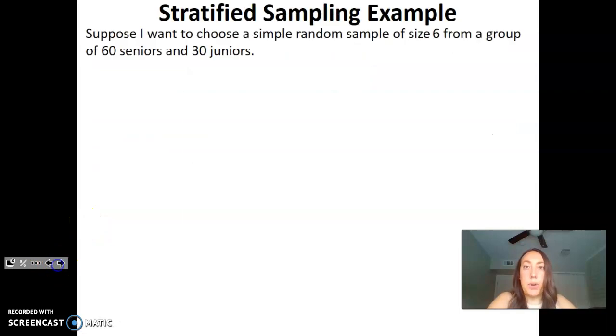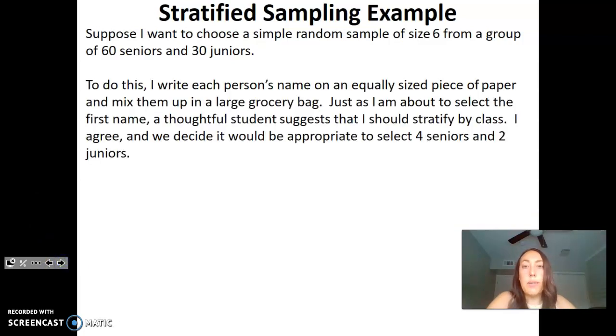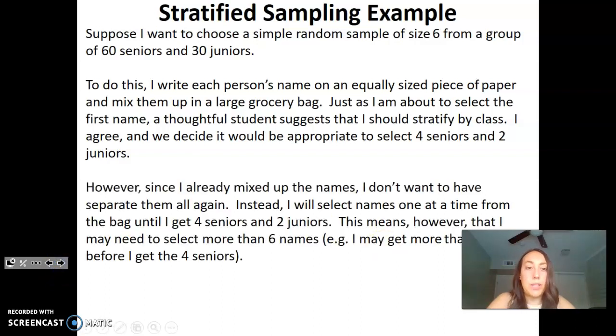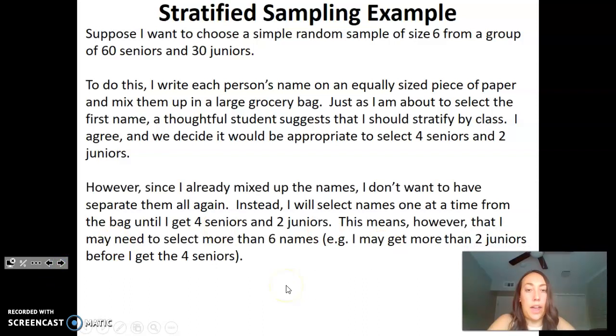All right, last example. Suppose I want to choose a simple random sample of size 6 from a group of 60 seniors, 30 juniors. To do this, I write each person's name on an equally sized piece of paper, mix them up in a large bag. Just as I'm about to select the first name, a thoughtful student suggests that I should stratify by class. So I agree. We decide it would be appropriate to select 4 seniors and 2 juniors. I already mixed the names up though, and I don't want to have to separate them all again. So I'm just going to select names one at a time until I have 4 seniors, 2 juniors. So this means I may have to select more than 6 names though, right? If I'm just pulling them out until I get 4 seniors, 2 juniors.